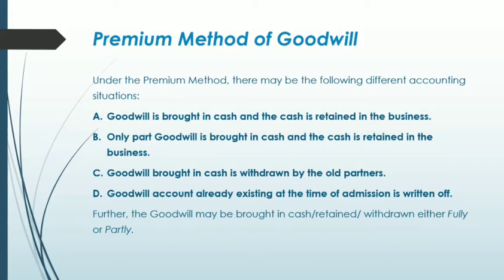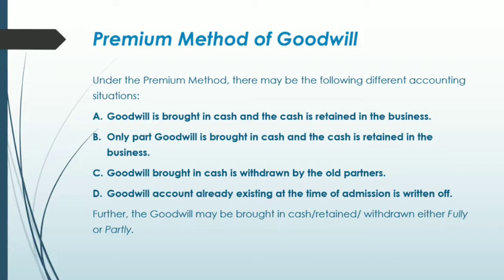Now we will see the premium method of goodwill in detail. Under the premium method, there may be the following different accounting situations. The first situation: goodwill is brought in cash and the cash is retained in the business. The second situation is that only part of the goodwill is brought in cash and the cash is retained in the business. Another situation is goodwill brought in cash and withdrawn by the old partners.